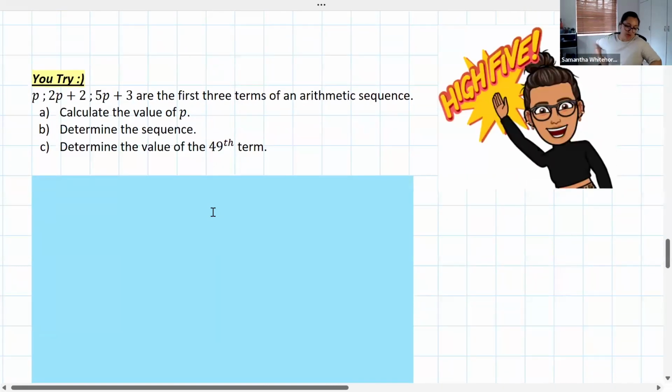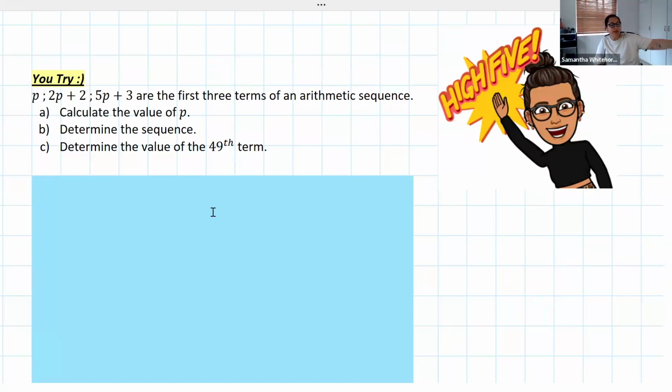All right, so this is the you try one that I would like you to have a go of. Again, I'll give you like 5 minutes. You can have a go of it. There are 3 questions. Determine the value of P, determine the sequence, and determine the value of the 49th term. So have a go of that one.